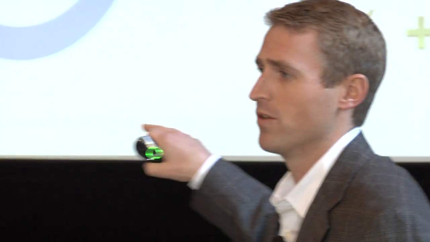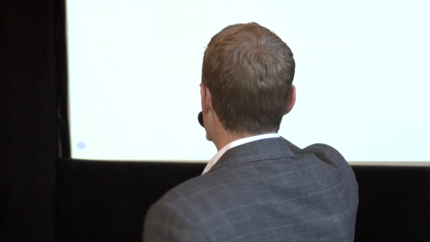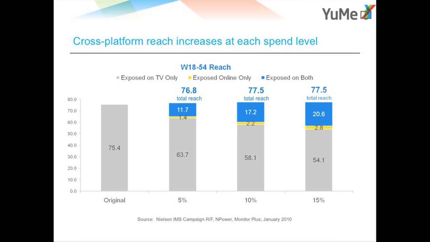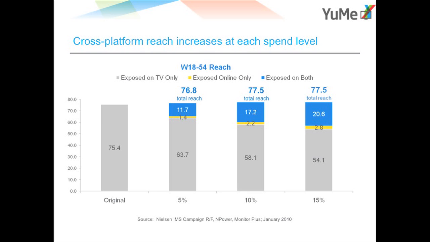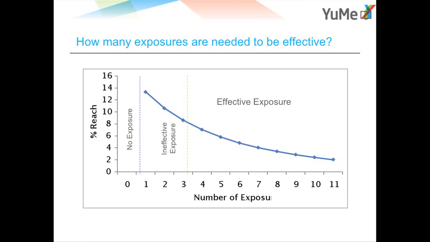You'll see the same for likability. You'll see the same for message recall. You'll see the same for purchase intent. This is why it's so important. So what does that number look like? As we go from the original plan to the 15% plan, we're able to pick up more and more of the audience that sees the ad through multiple screens. By the time we get to the 15% plan, a full fifth of the audience is now seeing your ad on multiple screens, right? So not a penny extra spent. Now we have 20% of the audience who's getting that 20% lift in brand recall and all the other recall metrics. This is where I think the real power of online video lies.